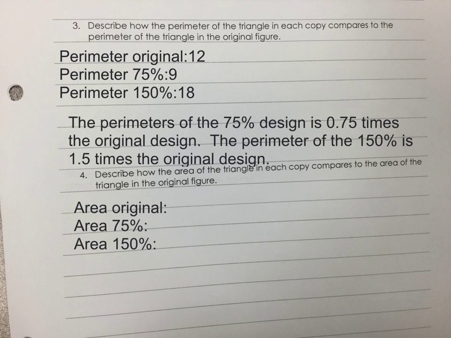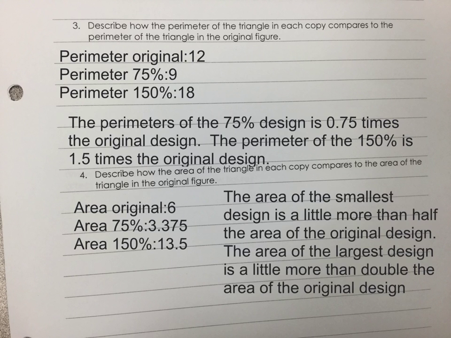Now what if we go and look at the areas? Well, take a minute and calculate the areas for these 3 triangles, and then let's do some comparisons. Alright, so hopefully you got 6, 3.375, and 13.5 for your areas. Now what does this tell you about the areas for these triangles when compared to the original figure? It tells us that the area of the smallest design is a little more than half the area of the original design, while the area of the largest design is a little more than double the area of the original design.